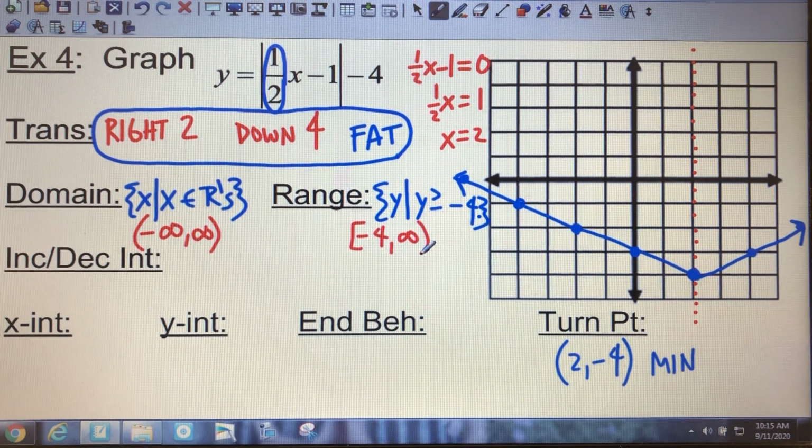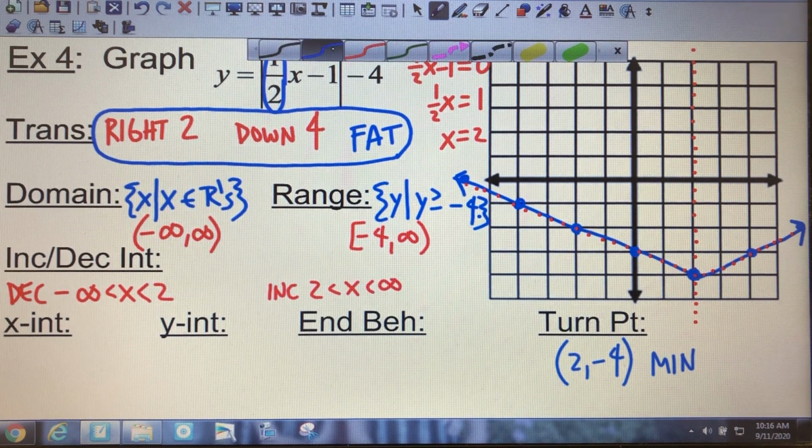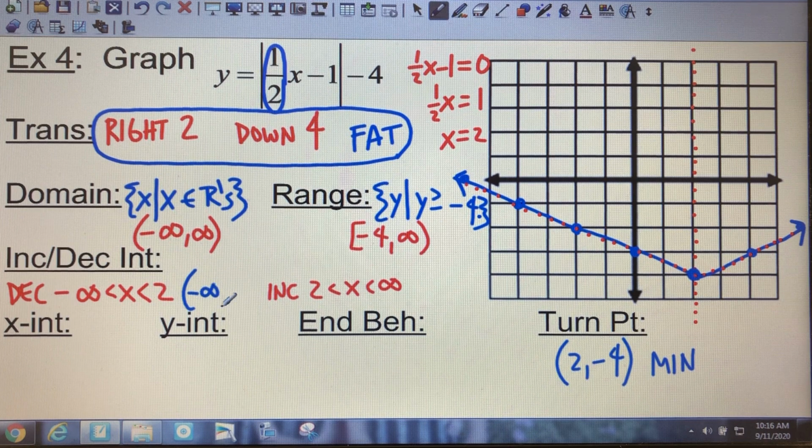Okay, let's take a walk on the graph. We're going downhill from left to right. We hit that turning point, then we're going uphill. So we're decreasing from -infinity to 2. We hit that turning point, now we're going uphill, we're increasing from 2 to positive infinity. So the other way to write that, -infinity to 2, and 2 to infinity. Kind of a start and stop.